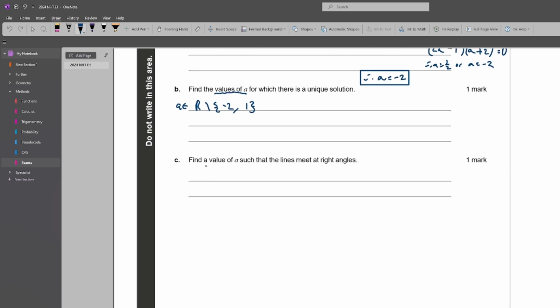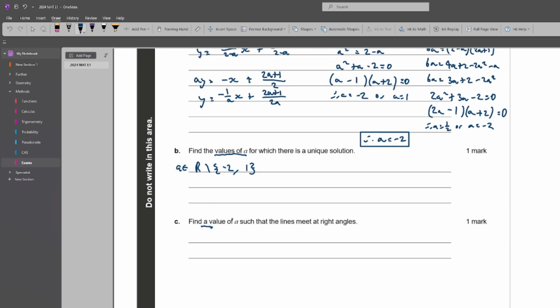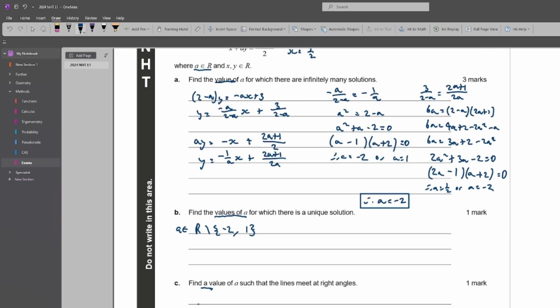Find a value of a. So that implies that there's more than one possible value, but we just need one of them, because otherwise it would have said find the value of a, like it did in part A. Find a value of a such that the lines meet at right angles. Okay, so we just found one case there. When a equals 0, we get that the lines are perpendicular to each other because one of them is a horizontal line and one of them is a vertical line. So we could say a equals 0 would be our answer.